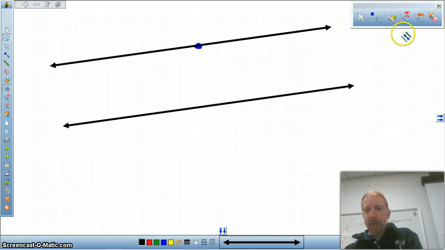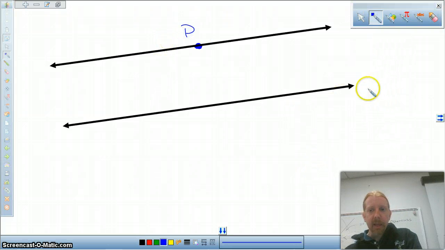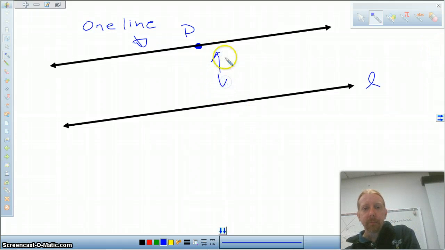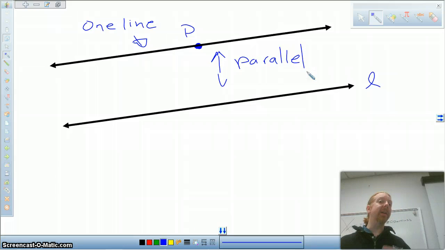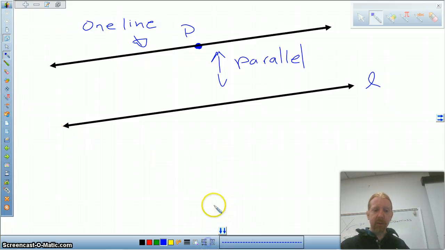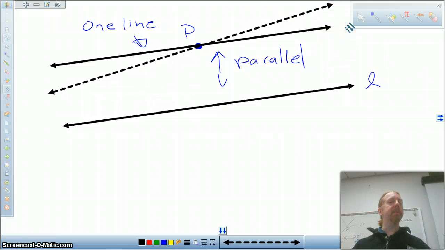So it says through point P, not on line L, there is exactly one line that is parallel to the other line. Now, the proof of this involves what's called an indirect proof. I would have to say, well, what if there were two lines? Let's put that back on solid for my writing. Let's grab my line tool and make a dotted line. What if there was a second line that was parallel?